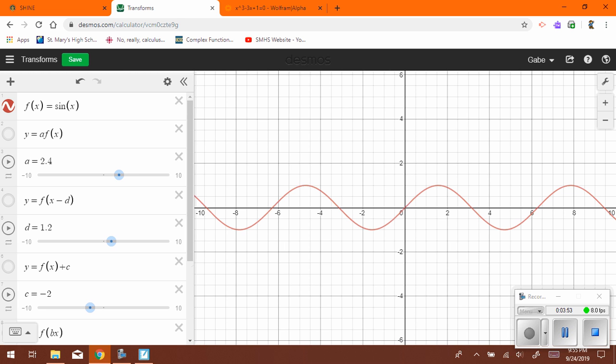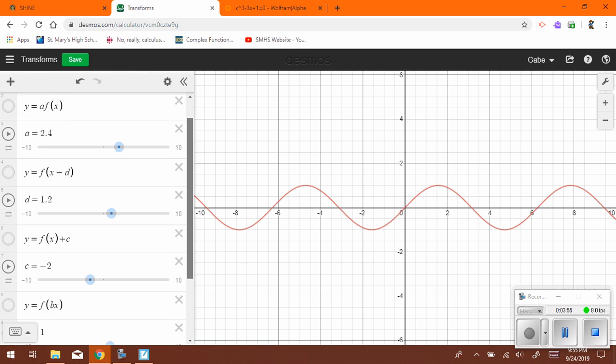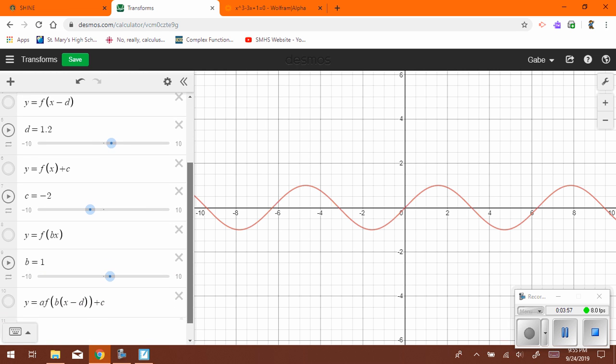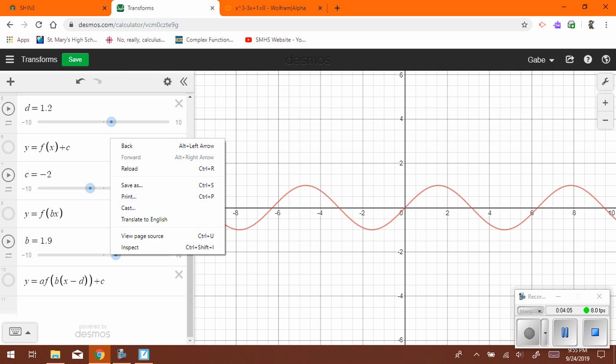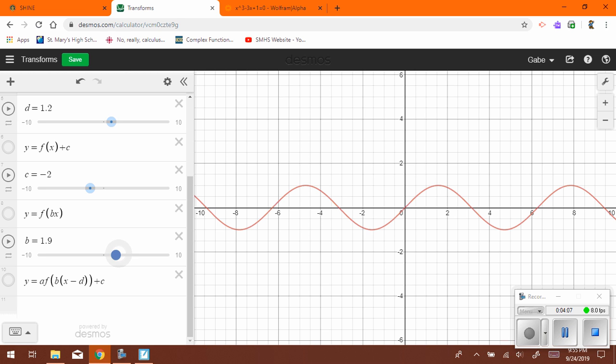I was asked by a couple of people yesterday, well, what if you have something multiplying x in that bracket? We didn't talk about that. Well, let's have a look. What does it do? Here's b equals 1. I didn't turn it on. Let's try that again.